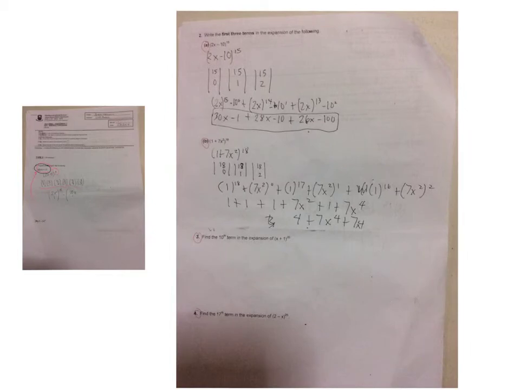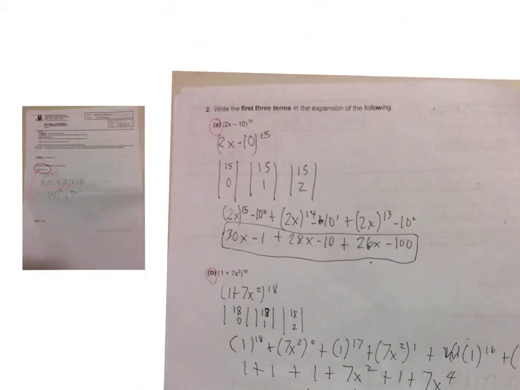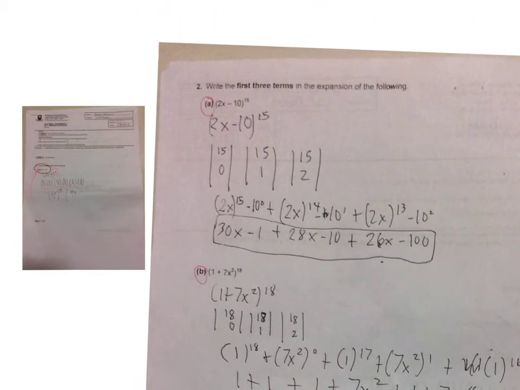Now if you take a look at the other paper, here again there was an attempt to expand 2x minus 10 to the 15, because that is what we want, and we just need to find the first three terms. So you started with 15 0, 15 1, but these are just part of the expressions.